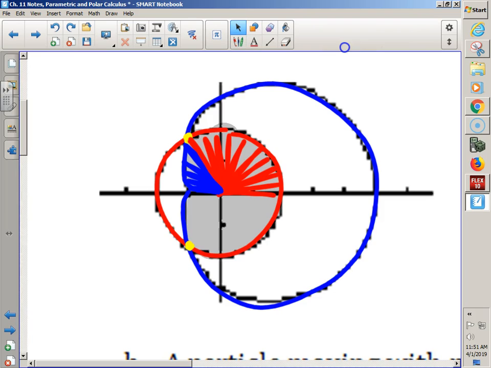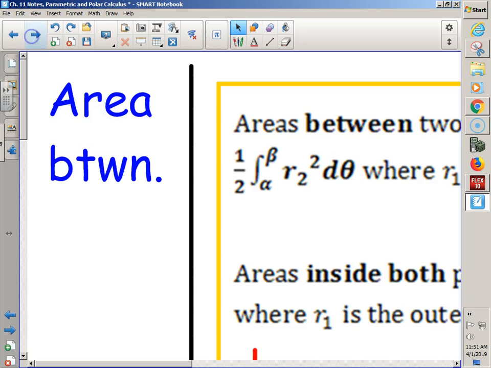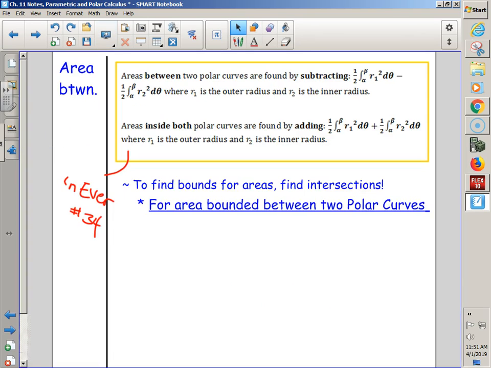Okay. What have we talked about today? The endeavor cards, basically, right? The area one and the area between and the area inside both. Why do we talk about the endeavor cards? Because I'm afraid that we might have gotten stuck in homework a few different places.